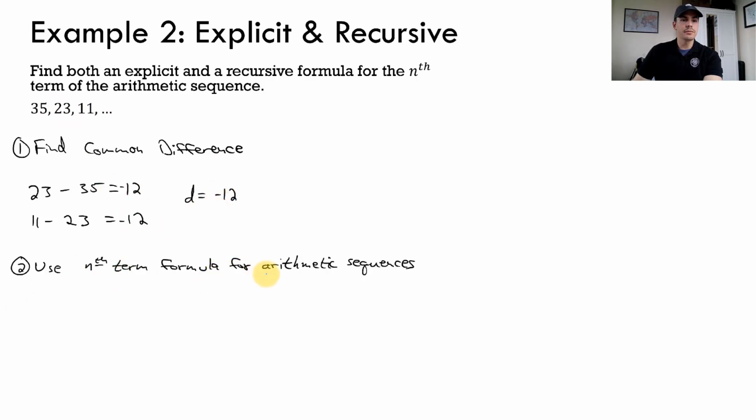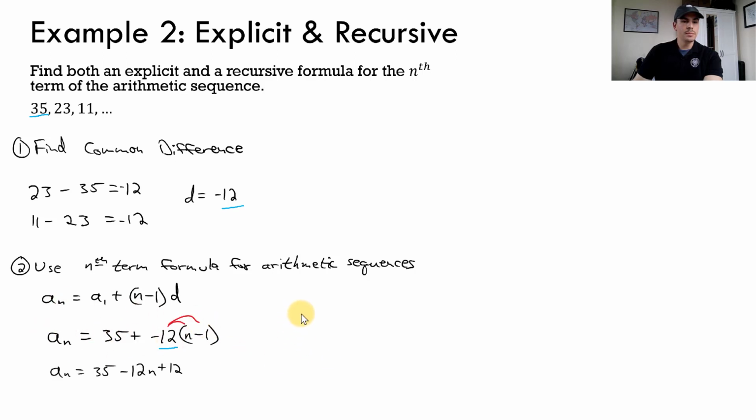Now we want to use the nth term formula for our arithmetic sequences, and that's going to get us the explicit formula, okay, which we have here. So I just plug in a sub n, our 35 initial value, that's the first term here, is equal to, we found our difference to be negative 12, so that's negative 12 times n minus 1. Now I'm just going to distribute this negative 12 and simplify this a little bit. So I get 35 minus 12n plus 12. We'll simplify that to have a sub n is equal to negative 12n plus 47. Okay, so this would be the explicit formula for this arithmetic sequence.